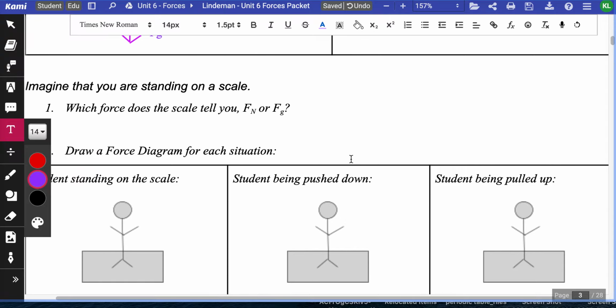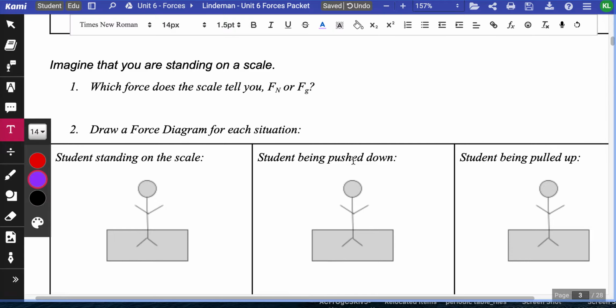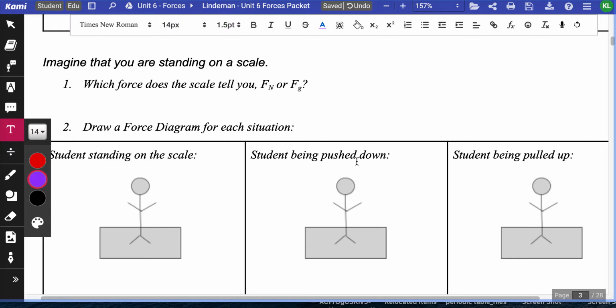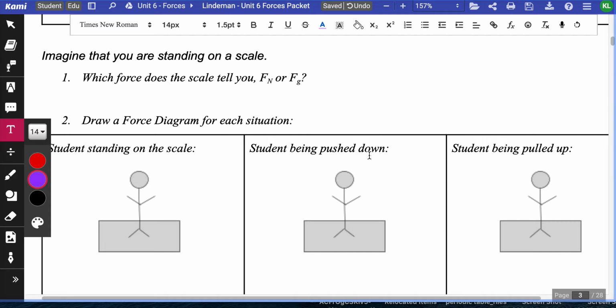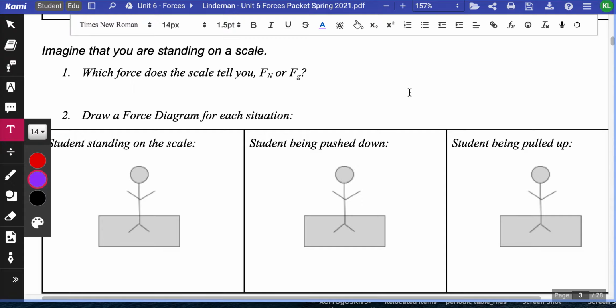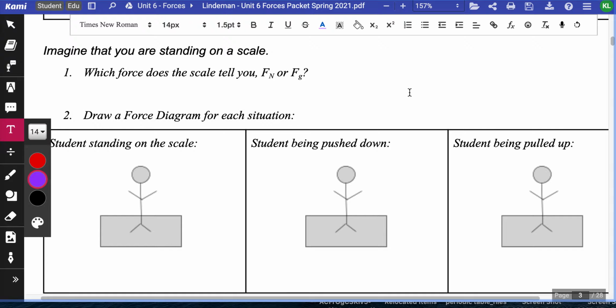Okay, so this next question, this is kind of tricky. Like, if we were all in class, I would have a bunch of scales. We could weigh ourselves and try this out. Okay, since we don't have that, we just kind of need to talk it through. So I actually want to talk through the force diagrams first and then try to answer the question.